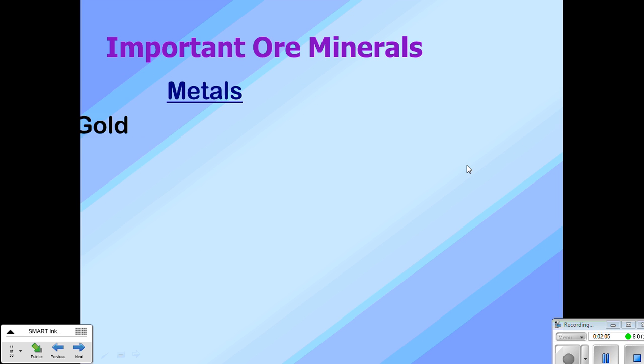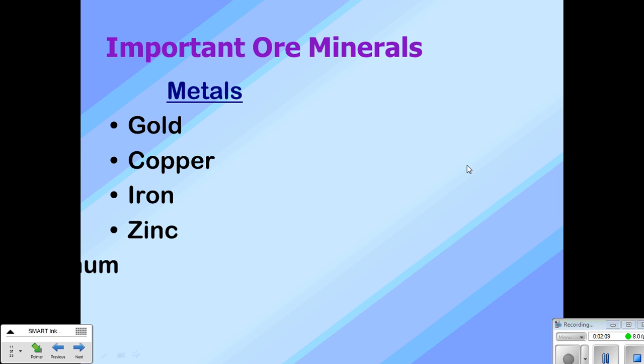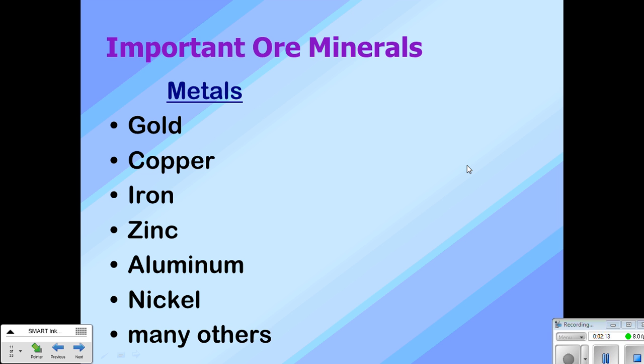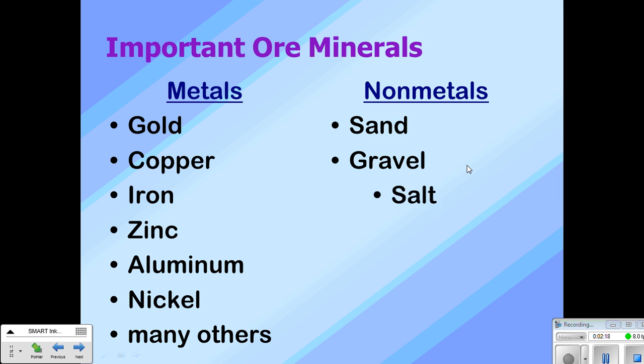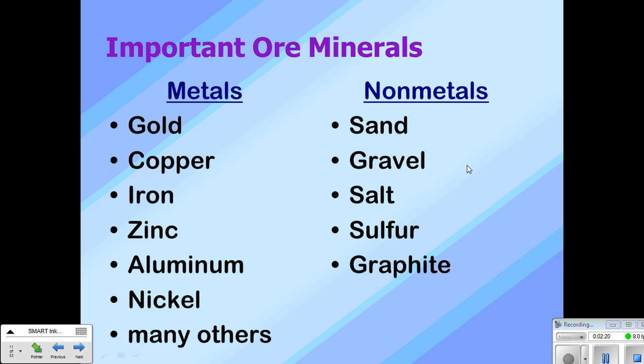Some other important ore minerals: gold, copper, iron, zinc, aluminum, nickel, and then a whole bunch of other ones. And then we've got some non-metals like sand, gravel, salt, sulfur, graphite, and talc.